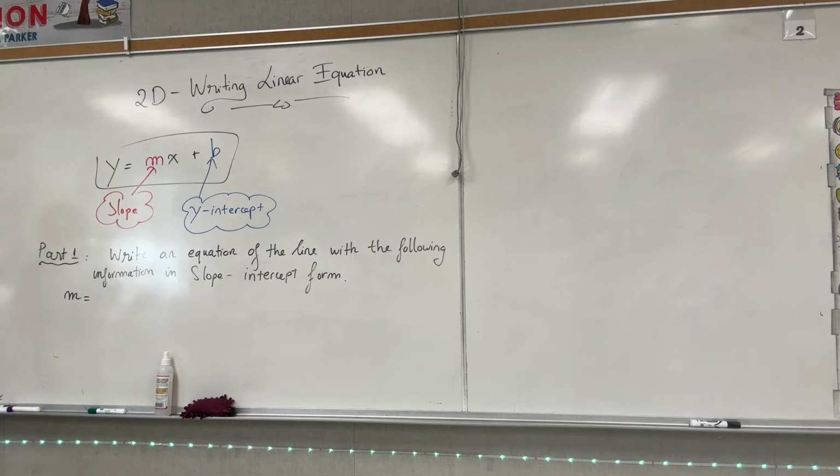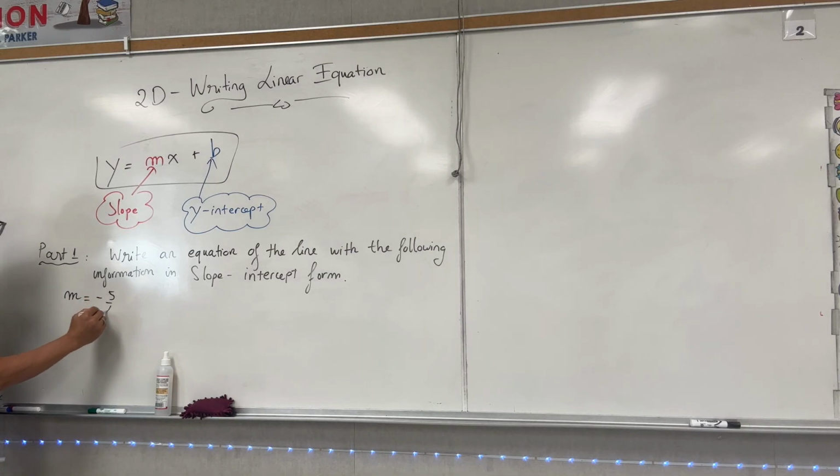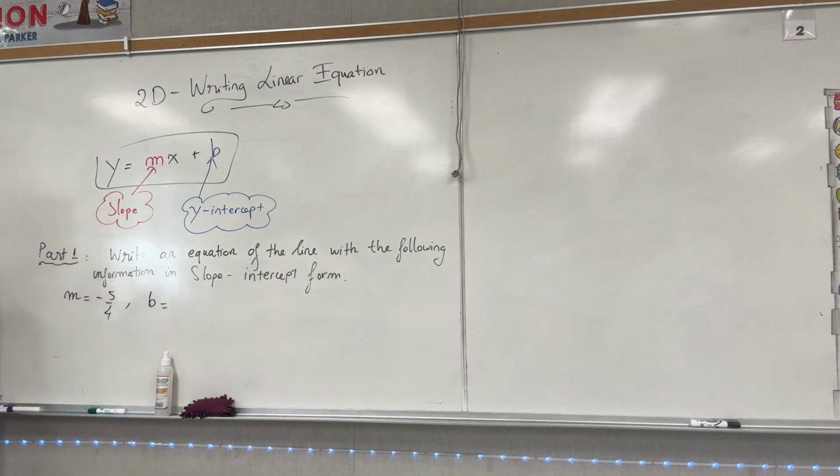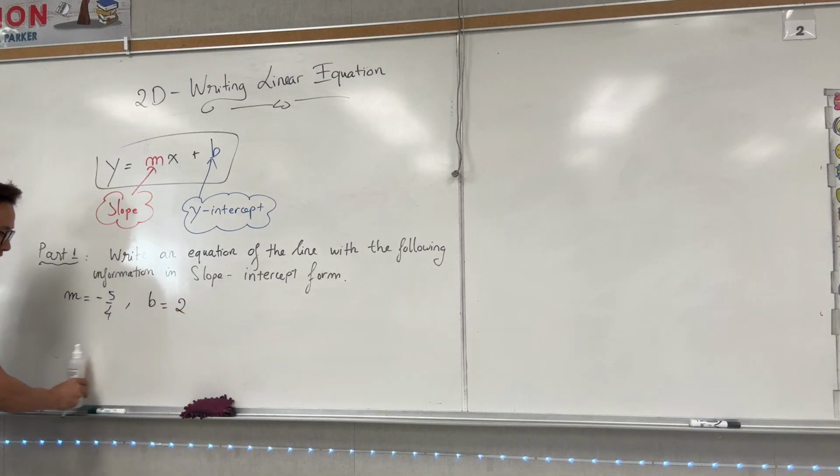Um, give me any number. Fraction is good. Negative is good. -5 over 4. Oh, I like it. Okay. That's m. B equal to. Give me any other number. 2. You like 2. Easy number.